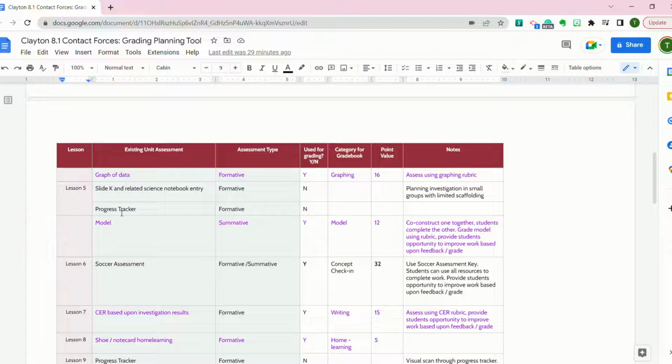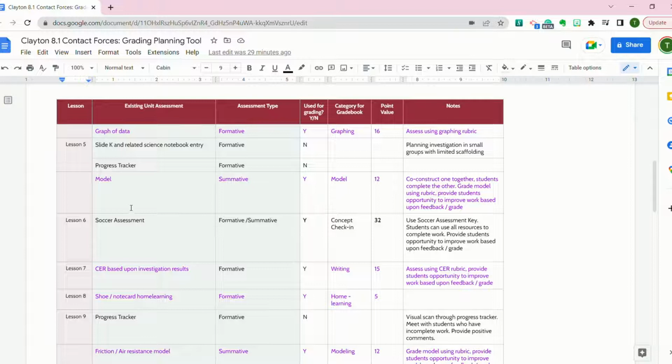Then in lesson five, we are formatively assessing them, just making sure that they're on track for planning their investigation. And similar to above, anytime there's a progress tracker, we are just going through that, kind of visually looking to see what's in there and helping kids improve where need be. We also, in lesson five, do a model. So this is sort of a bit summative, if you will, because they've been working on some pretty big ideas. It's a very low stakes assignment, so I might even label this as also kind of being formative, because we're allowing them to go back over it, we're guiding them, and you'll notice that the point value is pretty low, so 12 points.